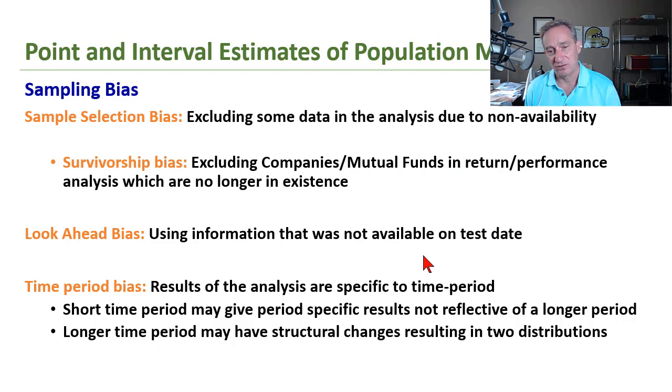Look-ahead bias, using information that was not available on the test date. And time period bias, results of the analysis are specific to a time period. A short time period may give period-specific results that are not reflective of a longer period. A longer time period may have structural changes resulting in two distributions.